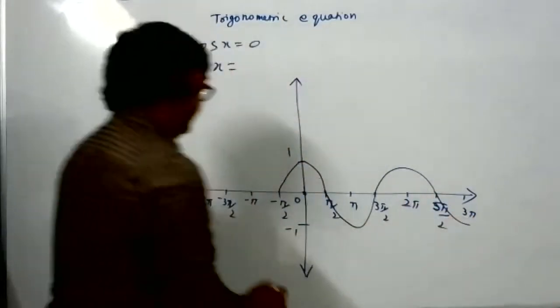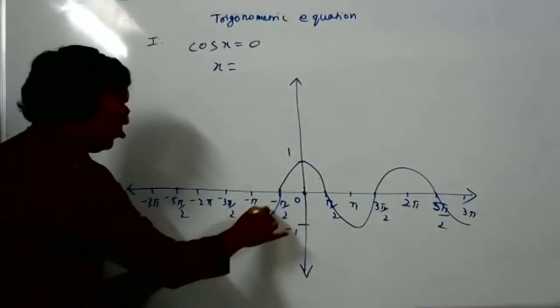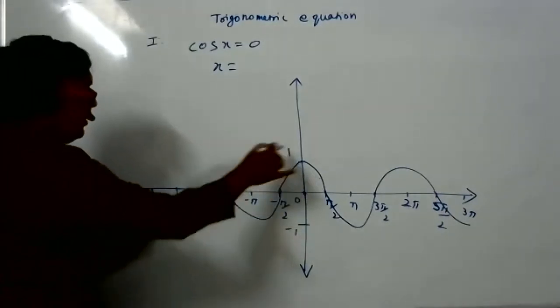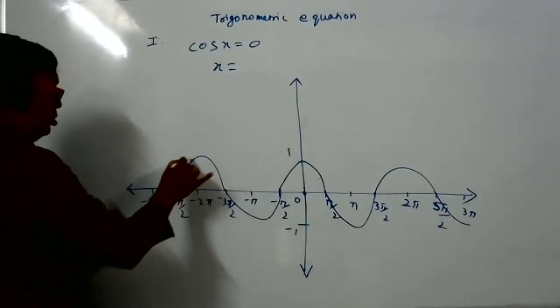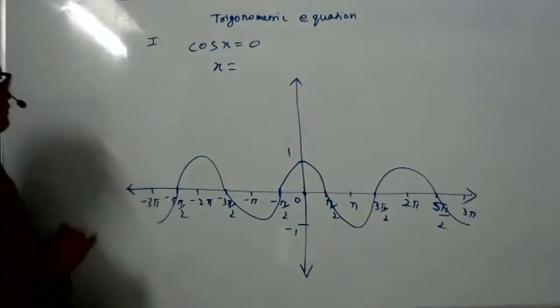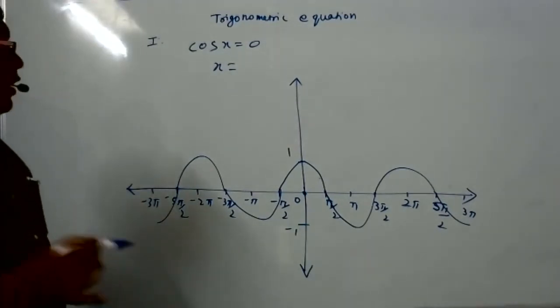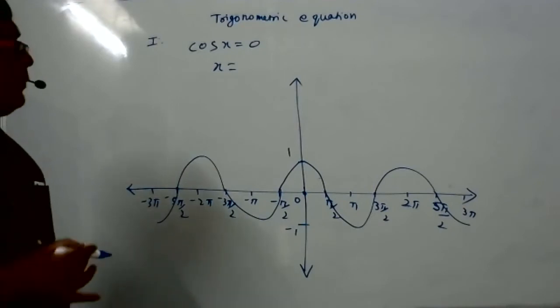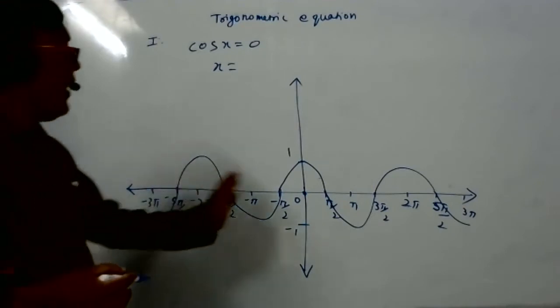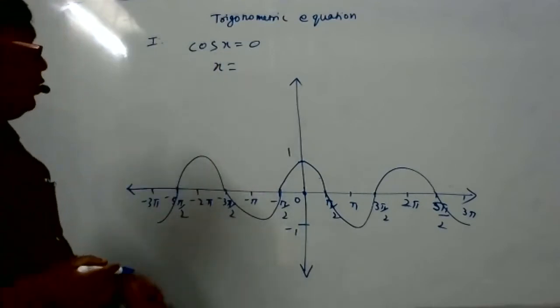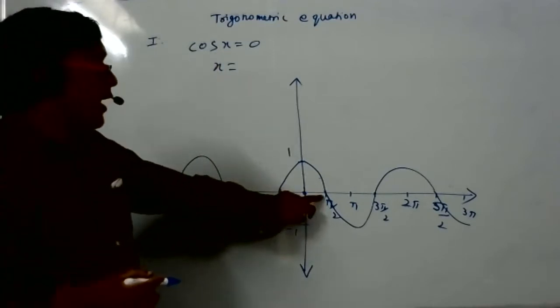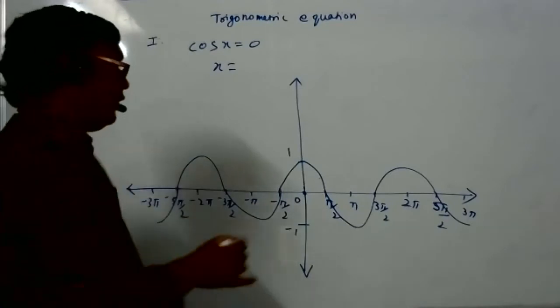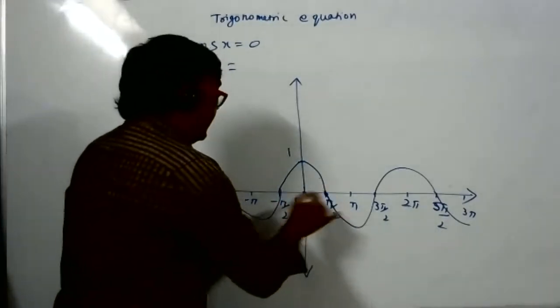Till here. Cos 0 is 1. This is the graph somewhat of cos x. Now suppose I am interested in at what angles cos is becoming 0. Cos is becoming 0 where the curve is intersecting the x-axis. At what angles is the curve intersecting the x-axis?